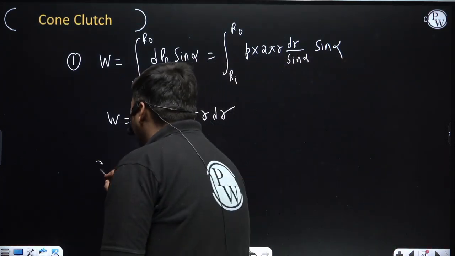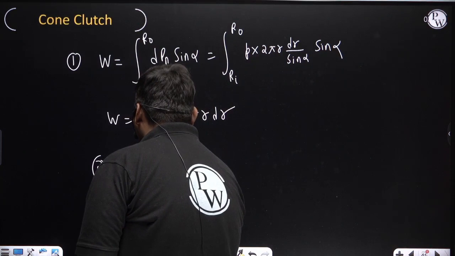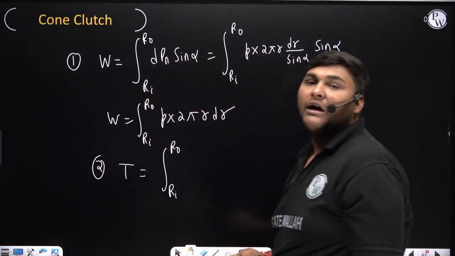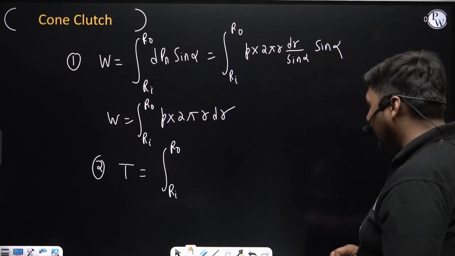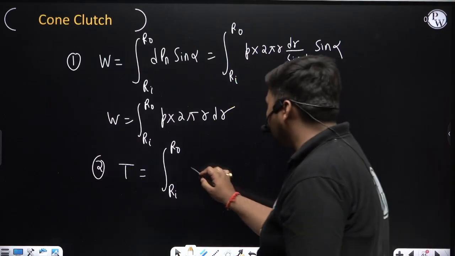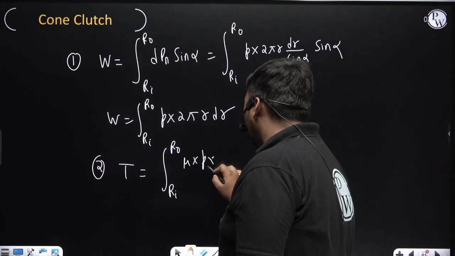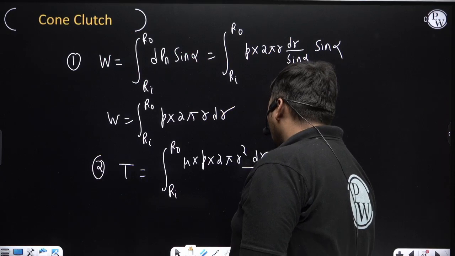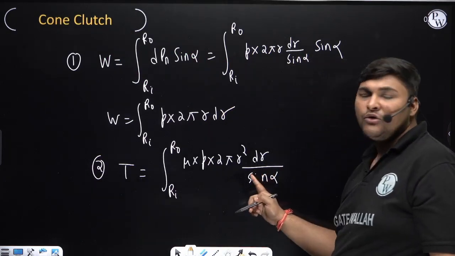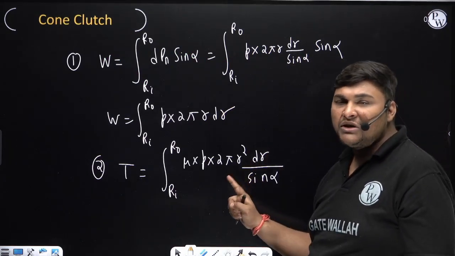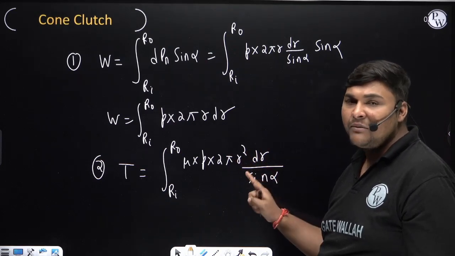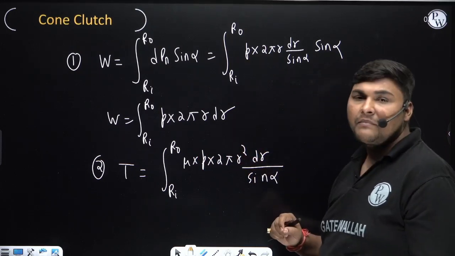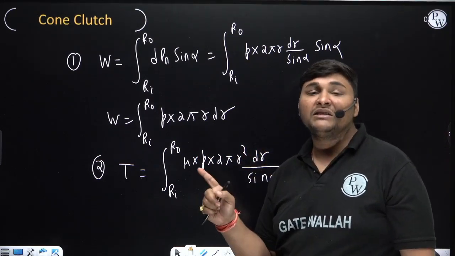Now, what will be the expression of total torque transmitted? It will be integration Ri to R0 of the torque transmitted by the strip, and torque transmitted by the strip is mu into P into 2 pi R square dr upon sin alpha. And how can you write this expression? Pressure force on the strip, P into 2 pi R dz, where dz is dr upon sin alpha, friction force into mu, and for torque again we multiply with R. Now, is this expression the same as the plate clutch?